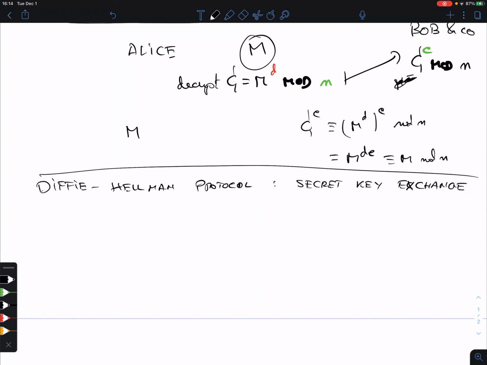So Alice and Bob want to create a secret key or a secret word, a password that only both of them know, and nobody else knows this word, right? That's a secret password. And I'll give you an application of it, how we can use that to actually encrypt things.